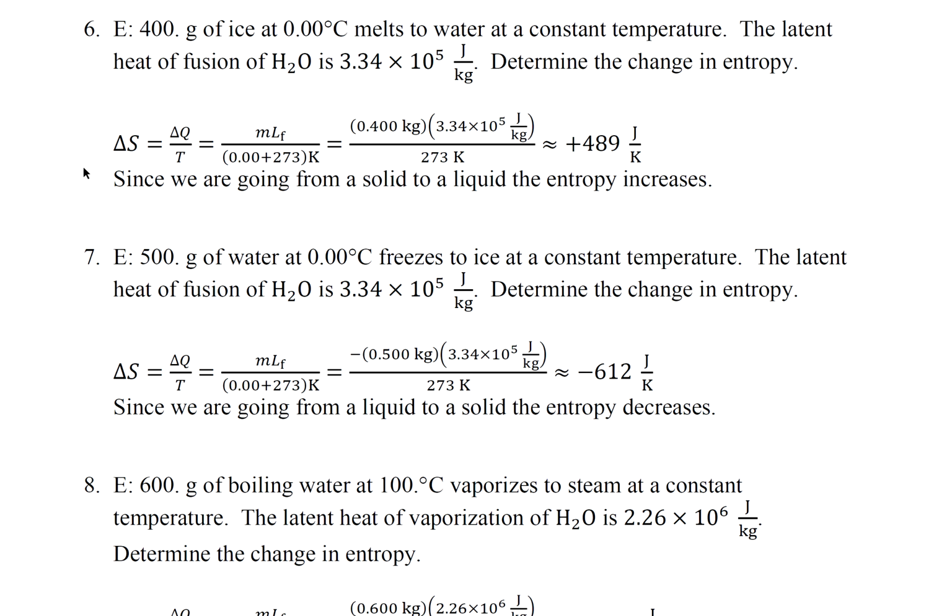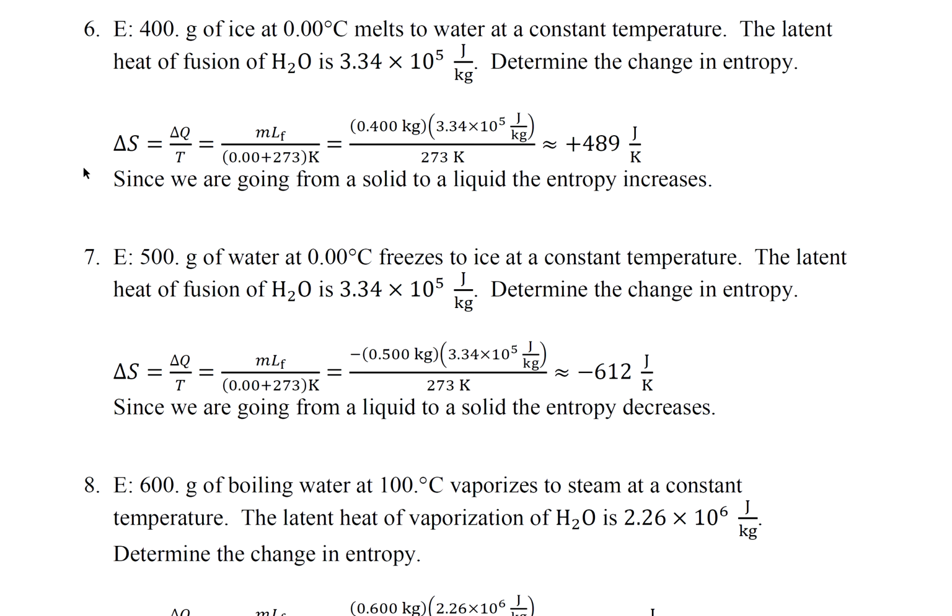Question 6. 400 grams of ice at 0 degrees Celsius melts to water at a constant temperature. The latent heat of fusion of water is 3.34 times 10 to the 5 joules per kilogram. Determine the change in entropy.